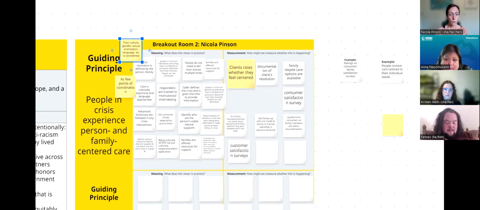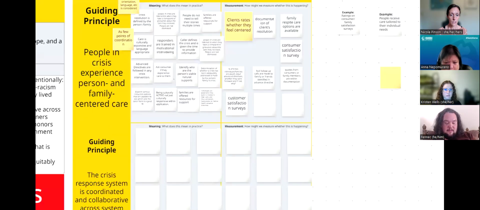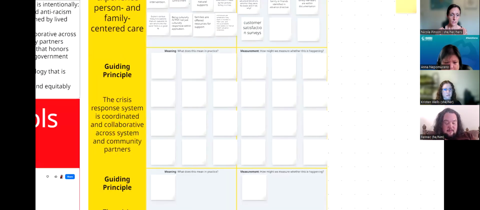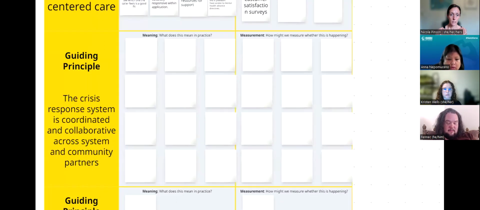All right, everyone. Well, let's move to our next guiding principle. I'll move down to: the crisis response system is coordinated and collaborative across system and community partners. And if you have any trouble typing in here, please just send a chat to me and I will type it in for you.